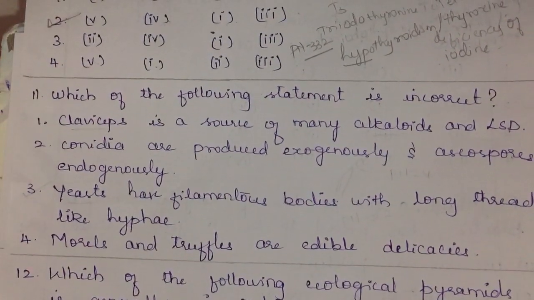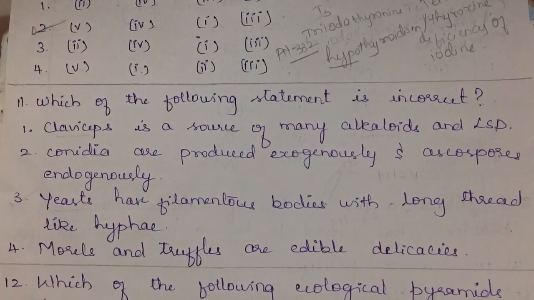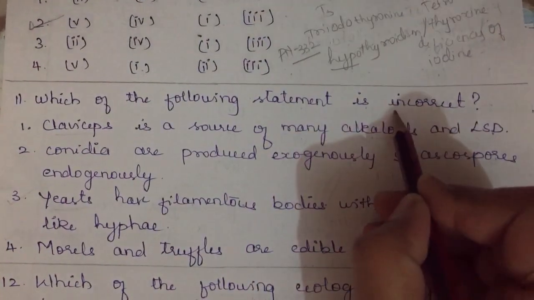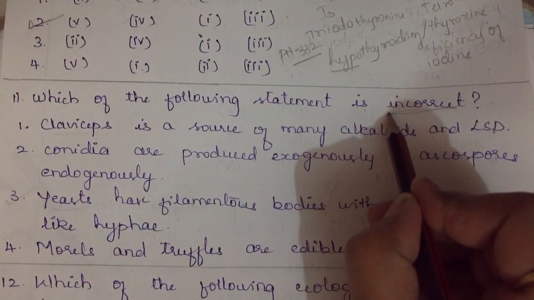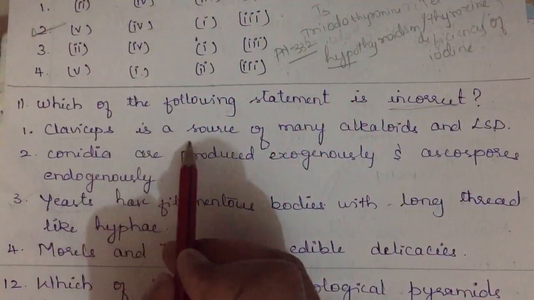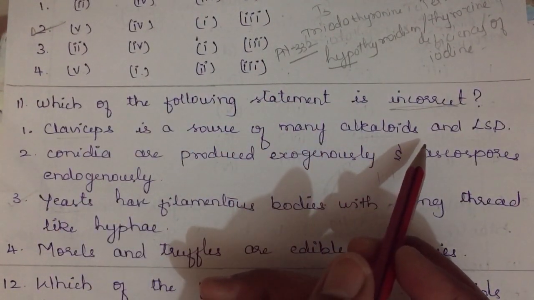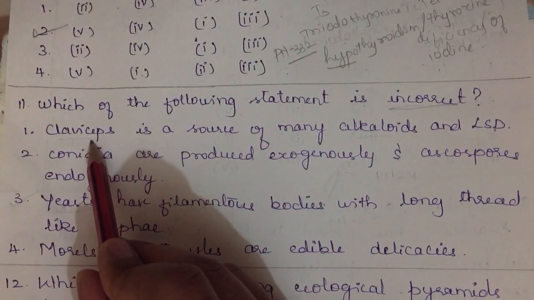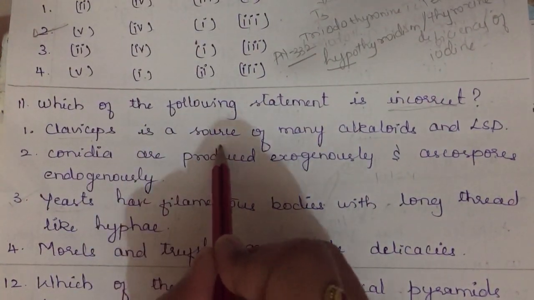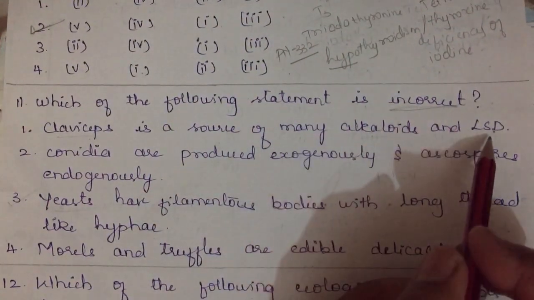In the next question we have: which of the following statements is incorrect? Which statement is incorrect? You have to read the question properly. Which one is the wrong statement? That you have to choose. Claviceps is a source of many alkaloids and LSD. Claviceps is a fungus which comes under Ascomycetes. It is a source, which means Claviceps produces alkaloids and LSD.